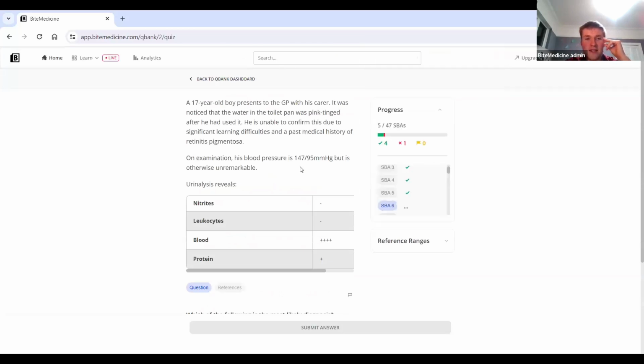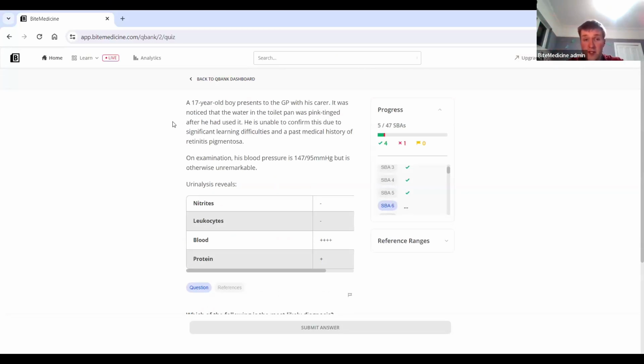So, 17-year-old boy presents to the GP with his carer. It was noticed that the water in the toilet pan was pink tinged after he had used it. So they're essentially saying here hematuria without saying it. You do need to keep in the back of your mind, has he eaten a load of beetroots or is he on some strange drug concoction? But the likely suggestion is that this is hematuria.